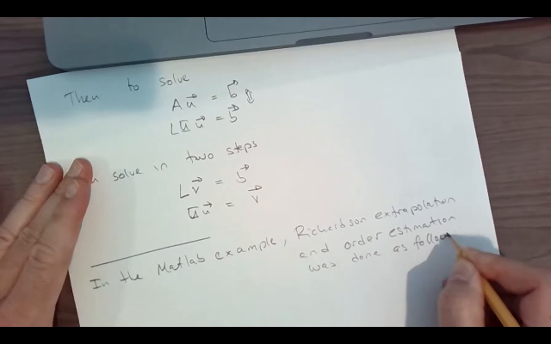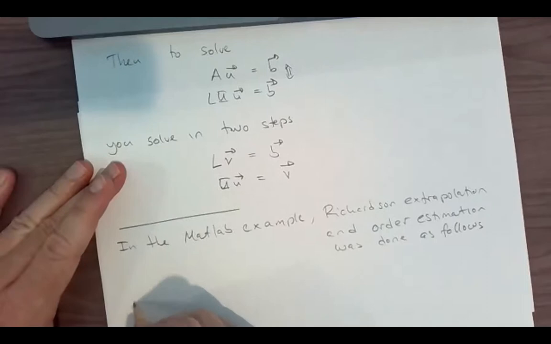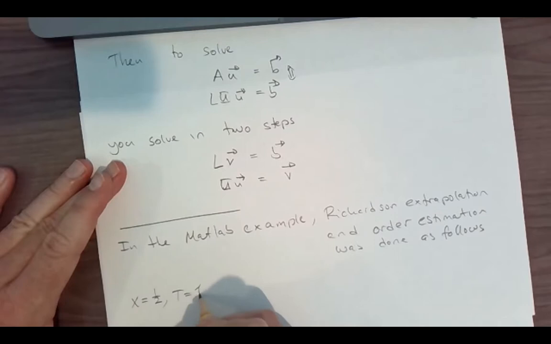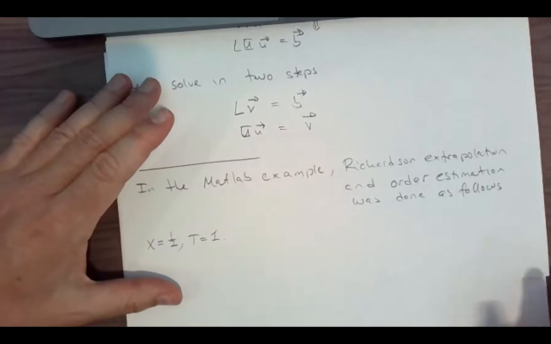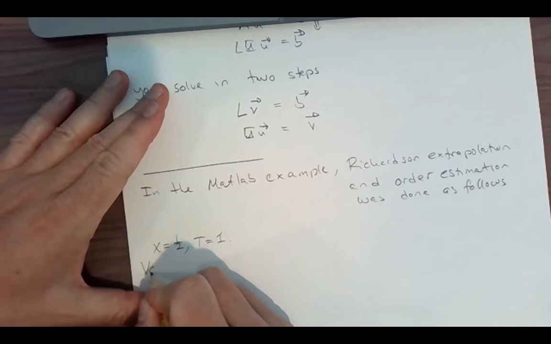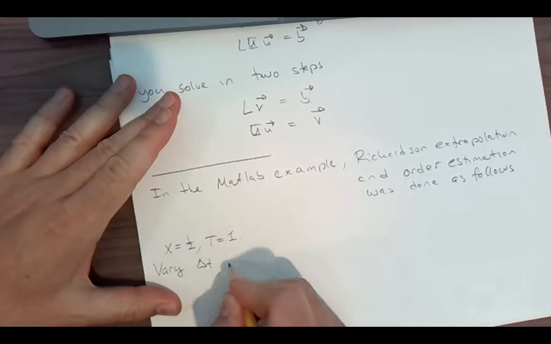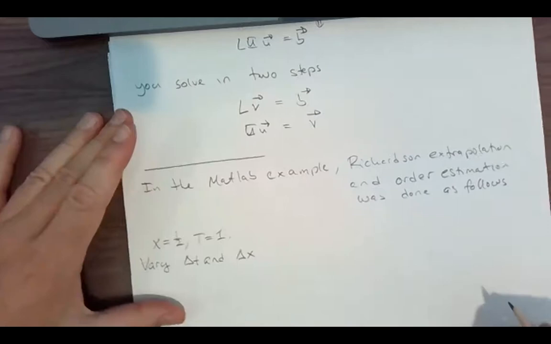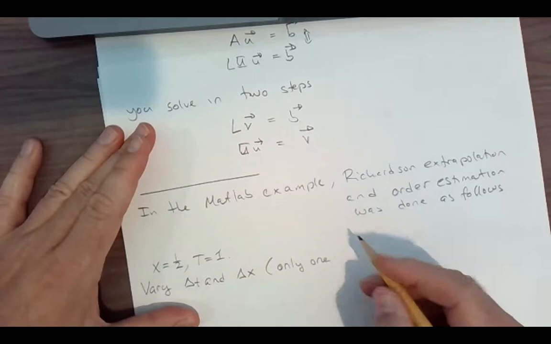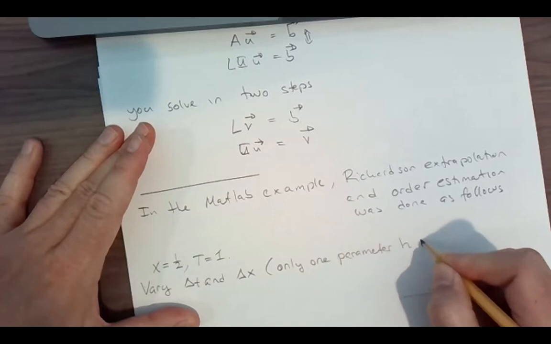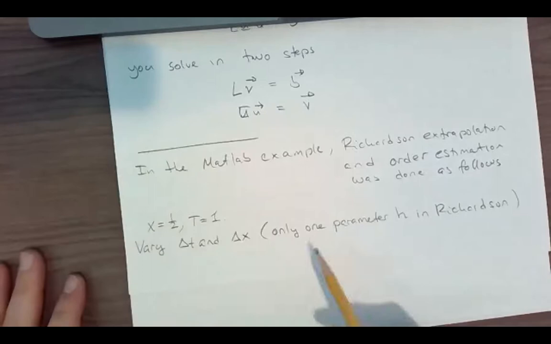You have this grid, and you fix the point. I fixed the point: x was a half, t was one. What I'm interested in is varying delta T and delta X. There's only one parameter in Richardson, which we call H, so you have to make up your mind which of these two to vary.